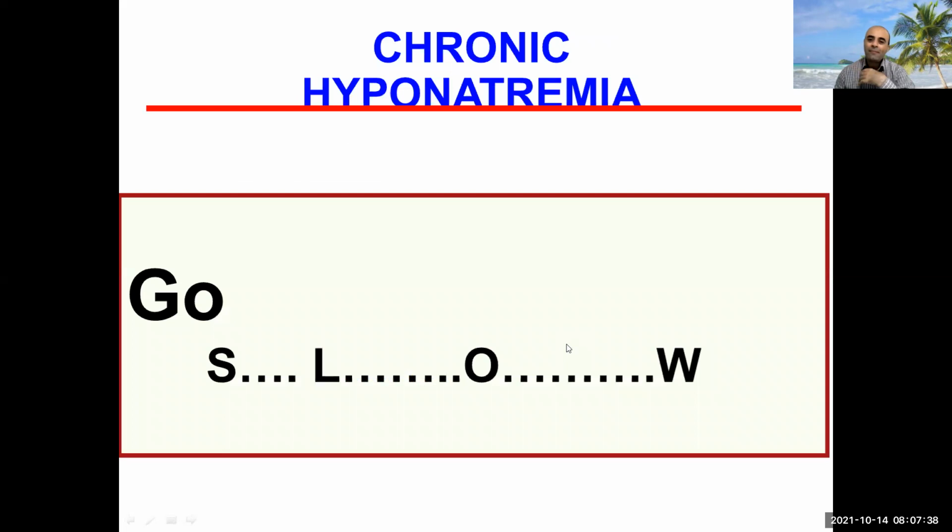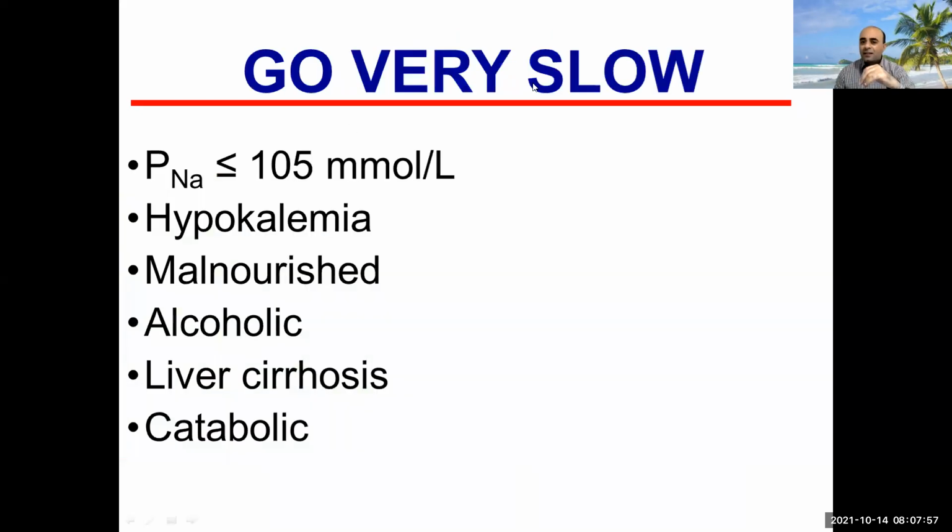Chronic hyponatremia, my message is clear for all my colleagues: any chronic hyponatremia, please go slow. Don't be in a hurry to correct. If the patient is high risk, just 6 millimole per day is perfect. If your patient is low risk, 8, maximum 10 millimole per day is perfect. Go very slow, take care.